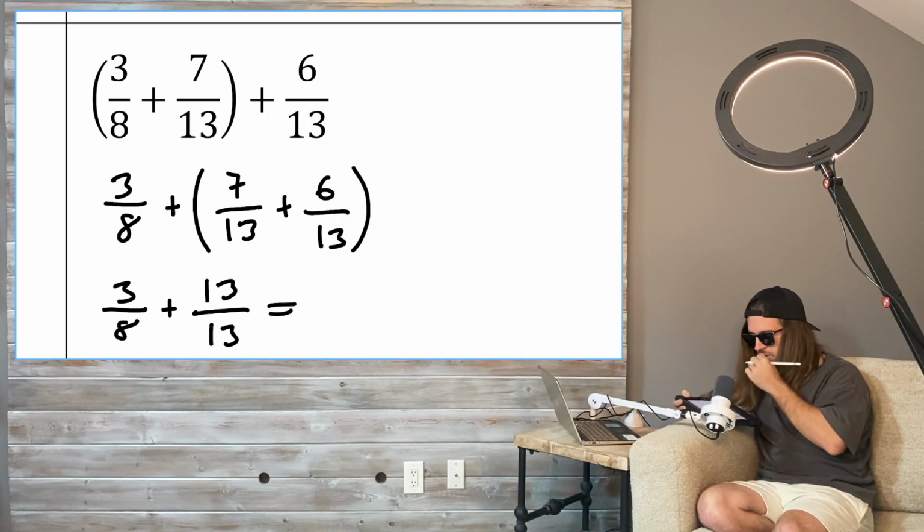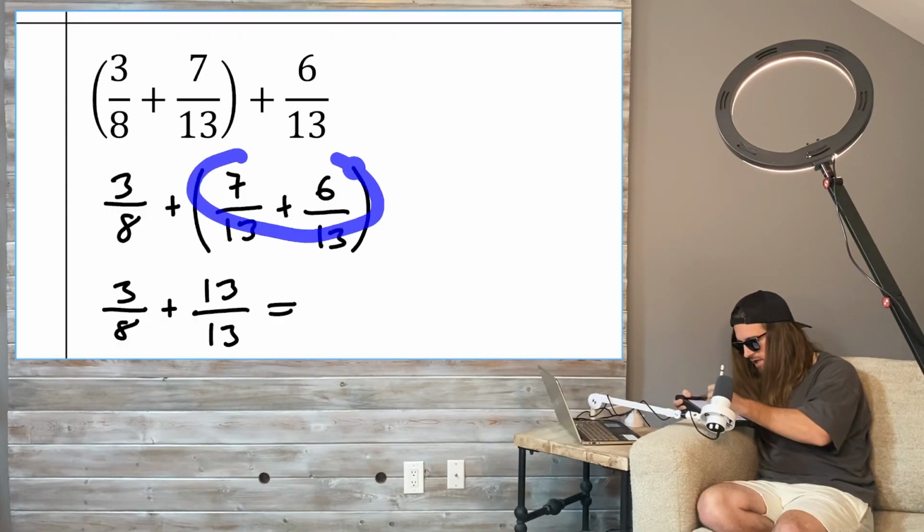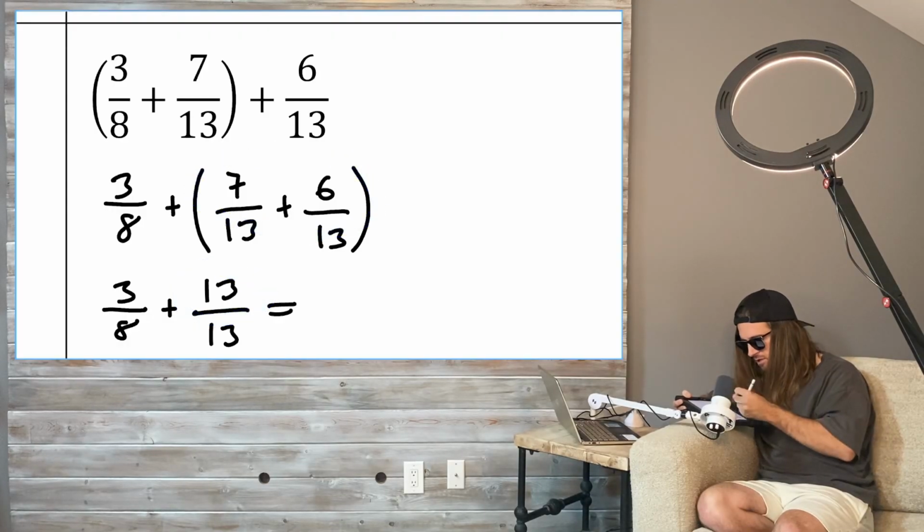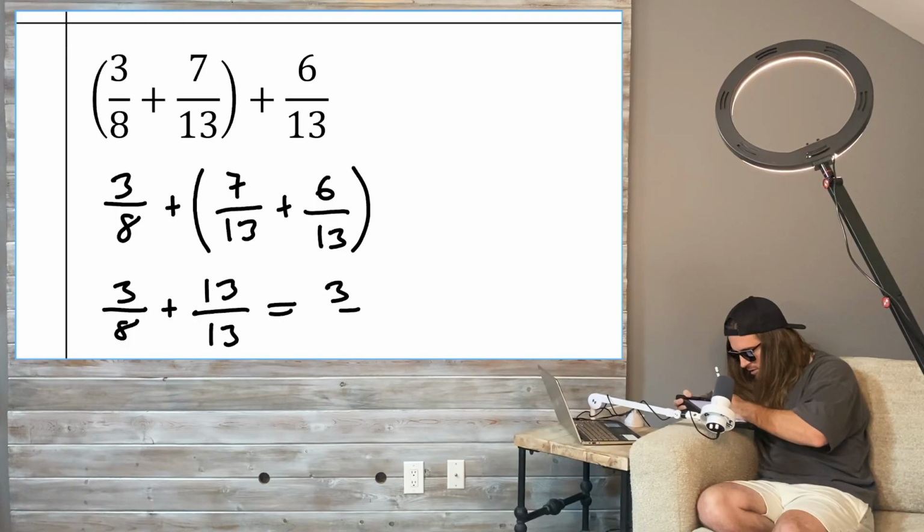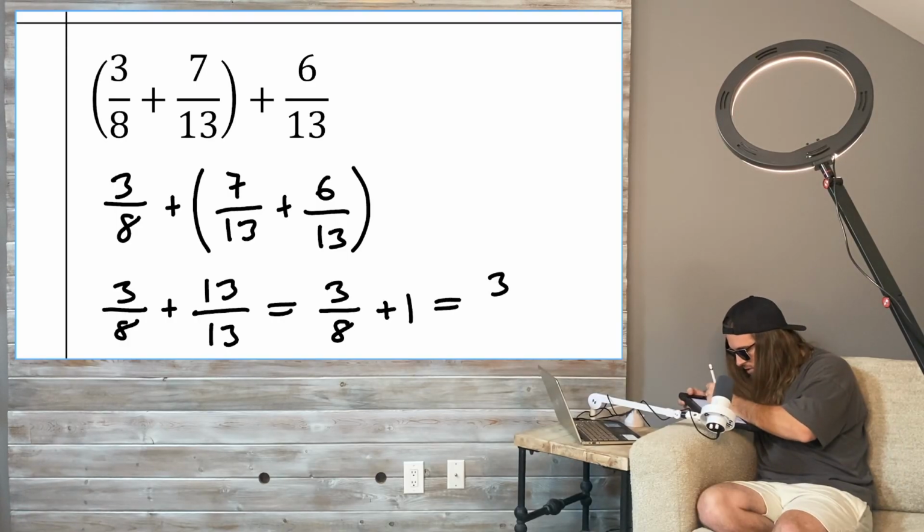It becomes 13 over 13, right? 7 plus 6 is 13. 13 divided by 13 is 1, but we are dealing with a fraction out of 8. So we're going to rewrite that 1 as an 8 out of 8.